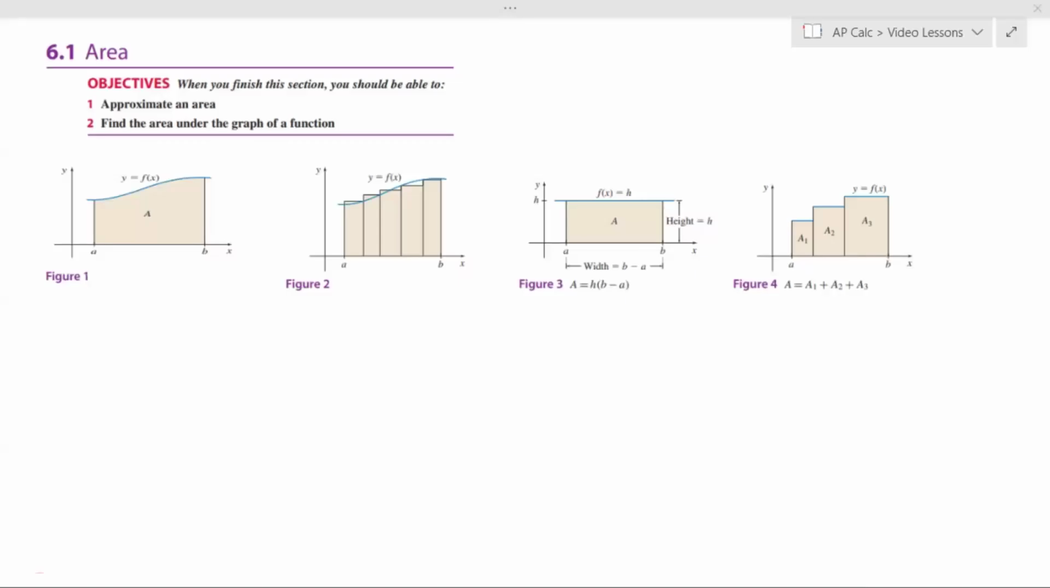All right, guys, Mr. Antonucci here, and in this section, we're going to talk about area, and we're going to do two main things: approximate an area and find the area under the graph of a function.